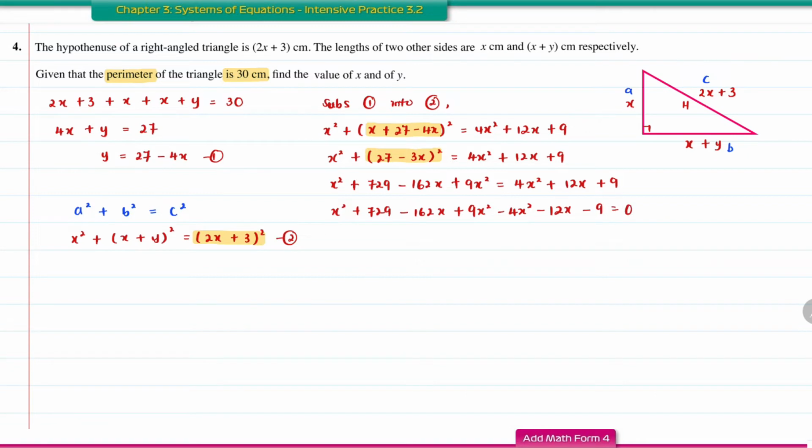Now we're going to solve for the like terms. First one is x squared plus this 9x squared minus this 4x squared. So here you're just going to get 6x squared. Next we're going to solve for the x. Negative 162x minus this 12x, you're going to get negative 174x. And for the number, 729 minus 9 is plus 720. For this quadratic equation, we are able to simplify it by dividing every term by 6.